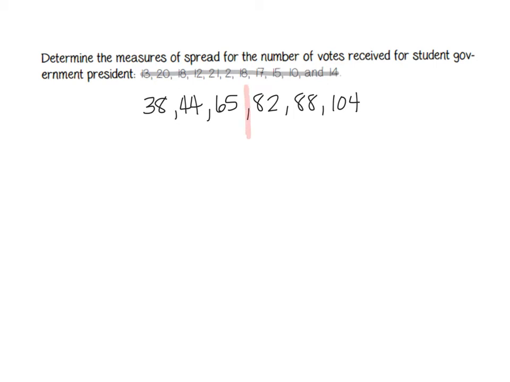So I need to first and foremost solve for the median. To do that, I'm going to add my 2 numbers together, 82, that one's on the right side, plus 65, that one's on the left side. I'm going to add those together and divide by 2. When I do that, I have 147 divided by 2, and when I do the math for that, I would get 73.5, and this is our median.